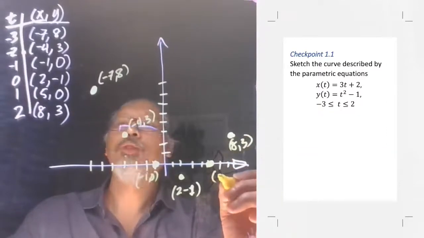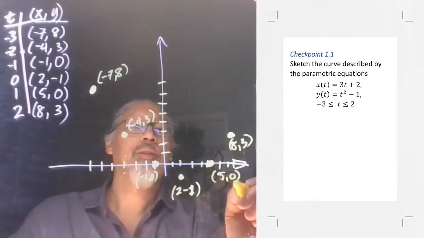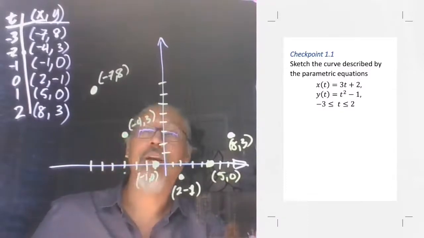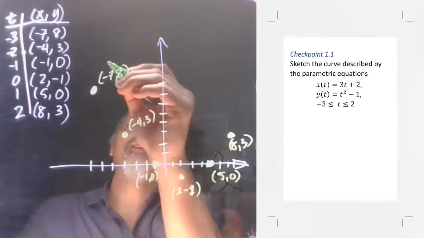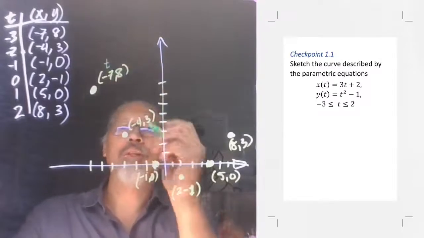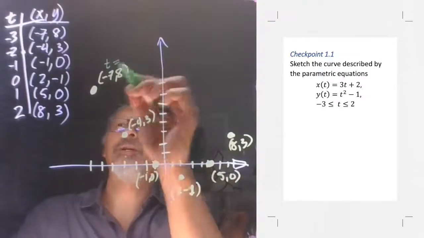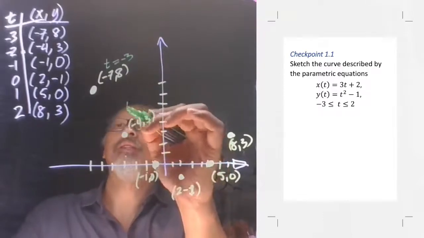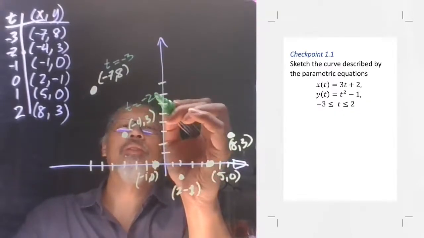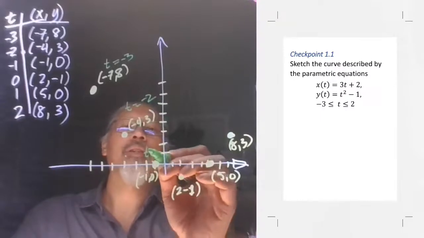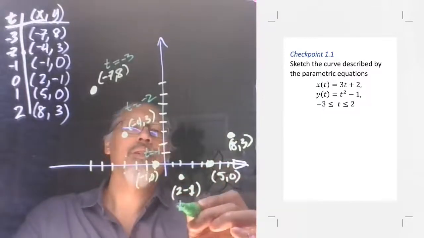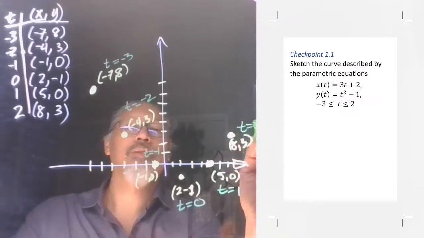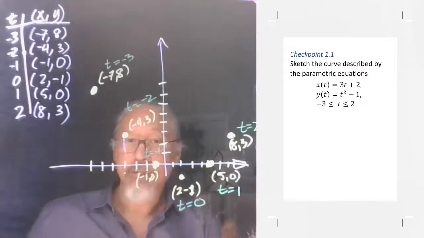So we have these points, and you can see what the graph is going to look like. Before I draw the graph, I'm going to mark these points with the specific t values that they correspond to. So this is when t is equal to negative 3. This is when t is equal to negative 2, etc. t equals negative 1, t equals 0, t equals 1, t equals 2. So we have all those values.